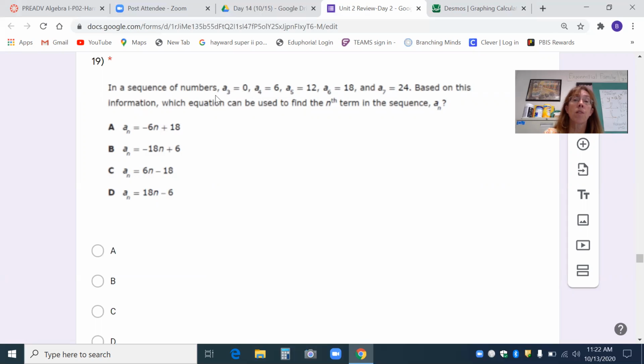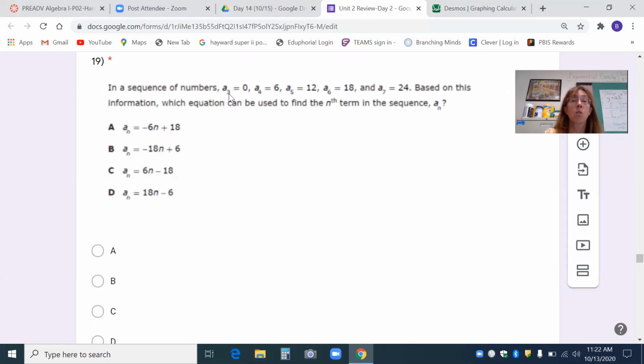So since A worked for the first one, I need to check it for the 4. So when n is 4, will I get a 6? So negative 6 times 4 is a negative 24. And if I add a negative 24 and an 18, I do not get a positive 6. I get a negative answer, so A is not the correct one.